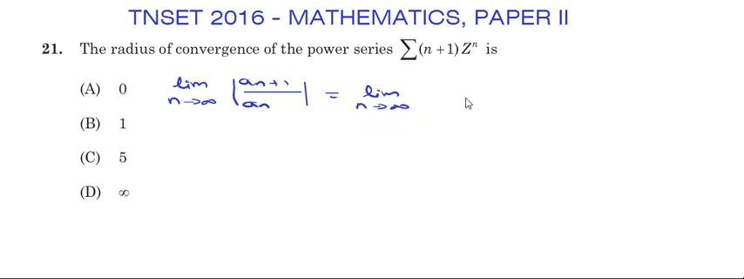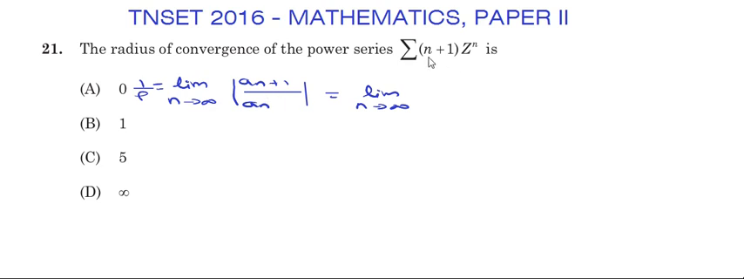The radius of convergence of the power series summation (n plus 1) z power n is. So we find the radius of convergence. So it is limit n tends to infinity of a_(n+1) by a_n. So this is equal to limit n tends to infinity. So this is our 1 by rho.